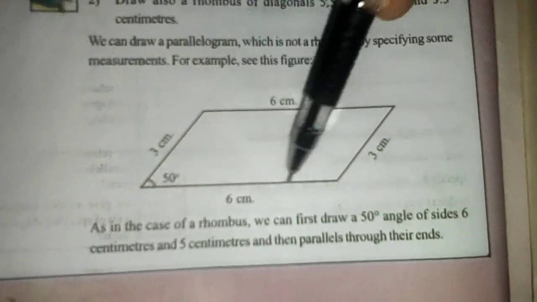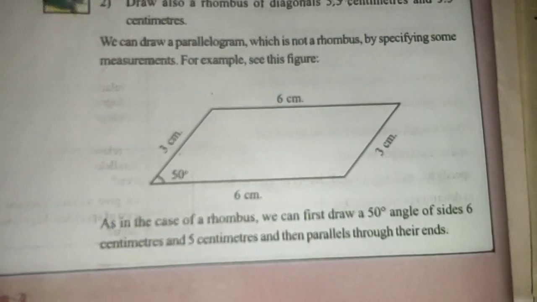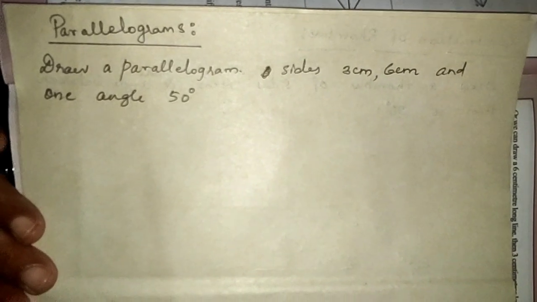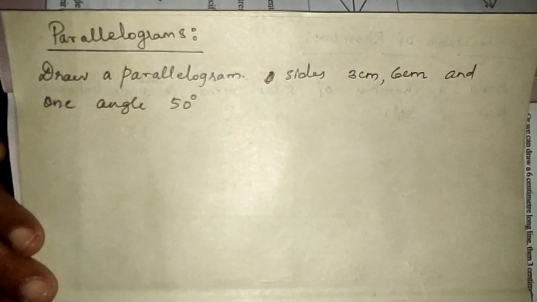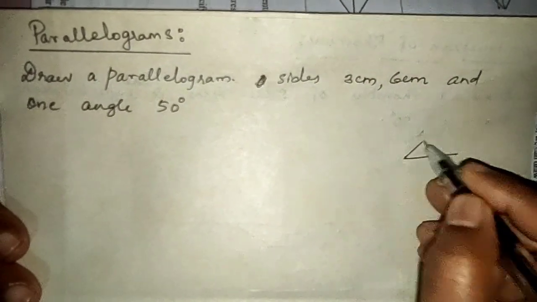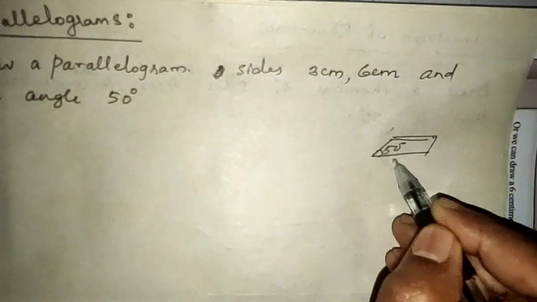Next we are going to construct parallelograms. Here we have a parallelogram with the sides 6 centimeter, 3 centimeter and the angle between them is 50 degree. Next we are going to construct different types of parallelogram. First one, draw a parallelogram of sides 3 centimeter and 6 centimeter and one angle 50 degree. See, one side is 6 centimeter, other side is 3 centimeter and one angle is equal to 50 degree. How do we construct this?